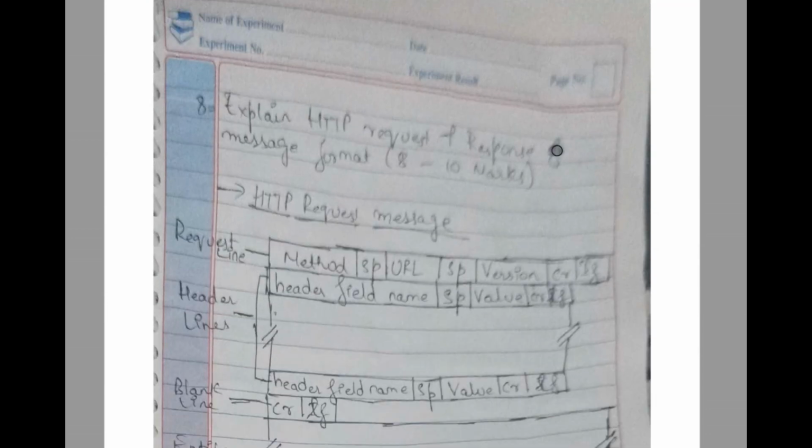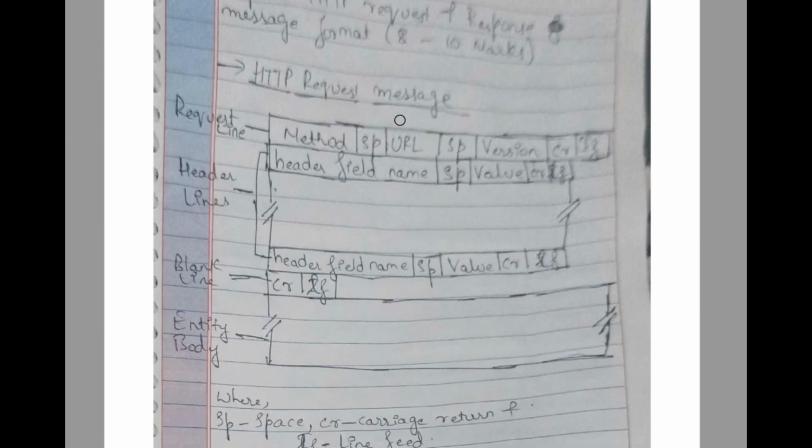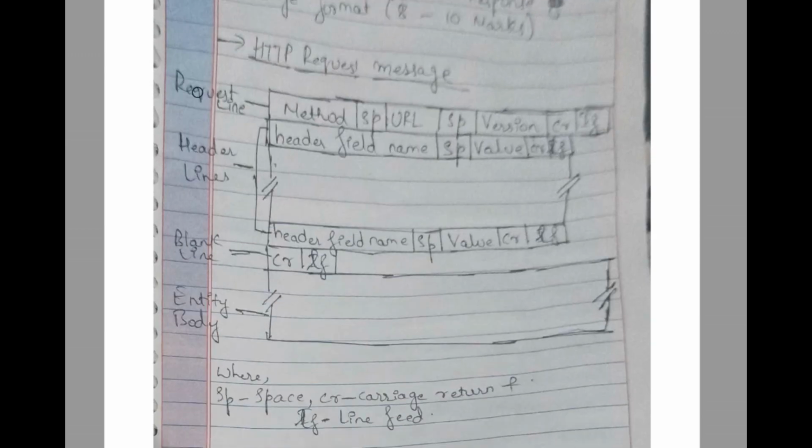Okay, so the eighth question is the HTTP request message and response message format. It is asked for 10 marks. So just look at the diagram. Method, SP, URL, SP, version, CRLF. CRLF is present at the last part of each line.